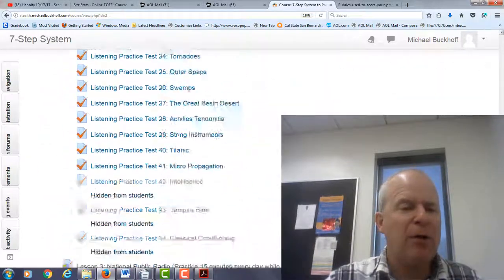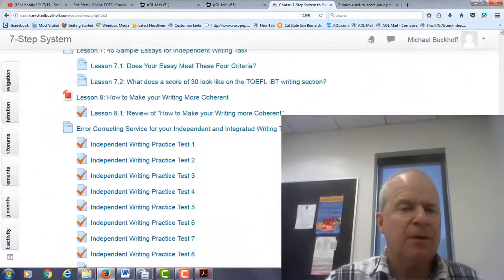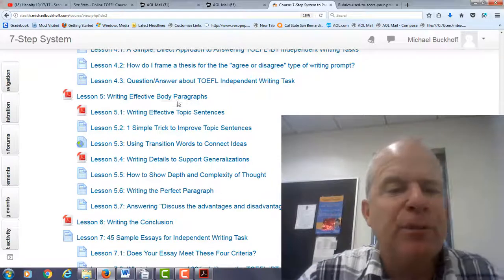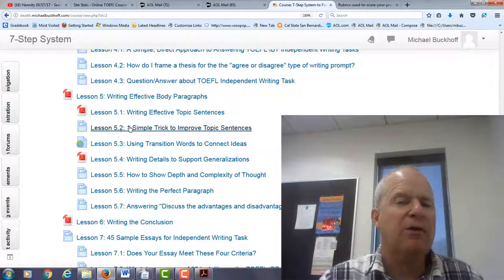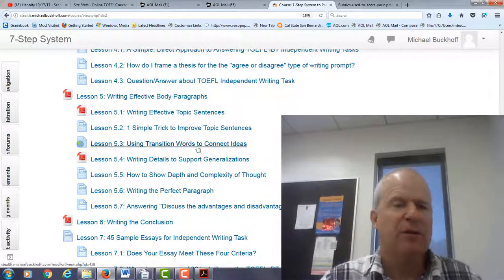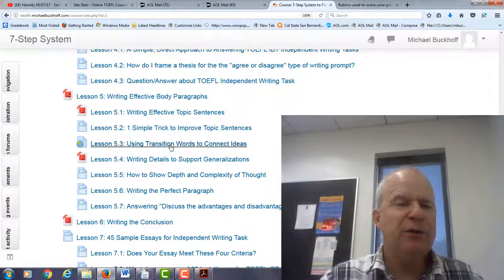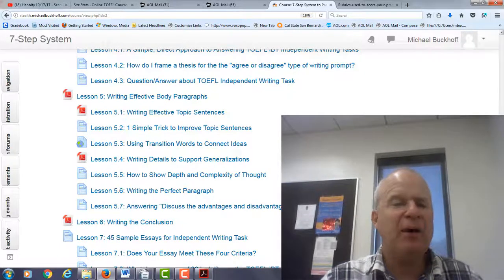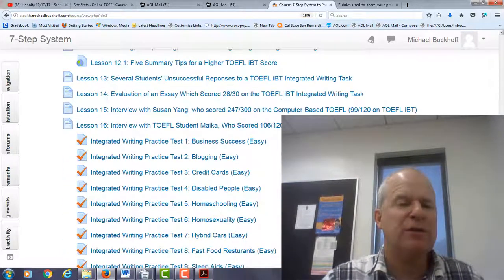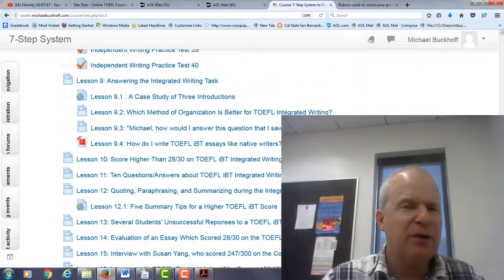Now, in the writing part of my course, on this one, I think you need to improve your topic sentences. I still had to write a topic sentence for the paragraph, so go to lesson number 5.2 where it says one simple trick to improve topic sentences. I think that's good. Another one is using transition words to connect ideas. Lesson 5.3, I think that's a good lesson, and that helps you connect ideas from one sentence to the next. And then one more lesson, I think we're good.